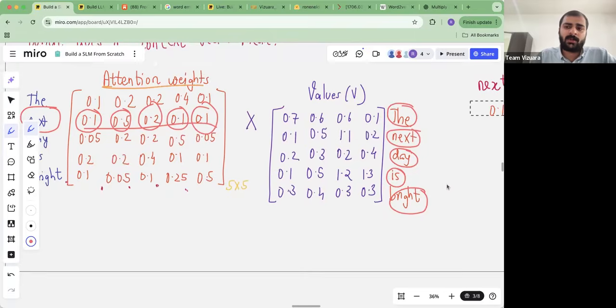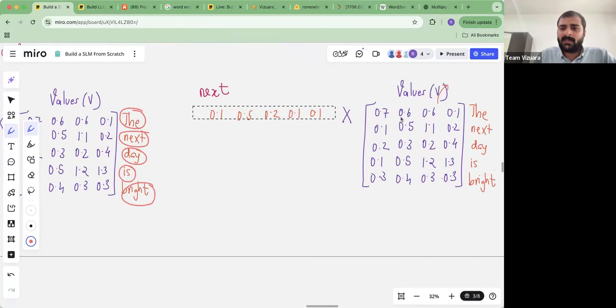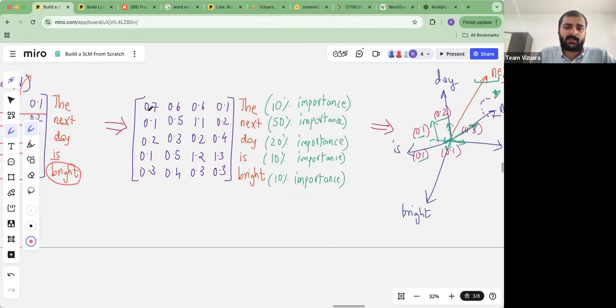This is exactly how the context vector is calculated. You multiply the first vector with 0.1, the next vector with 0.5, the day vector with 0.2, the is vector with 0.1, and the bright vector with 0.1. Essentially, it's a weighted summation of the values vectors, and that gives you the context vector for next. So now for next, you know that 10% importance is given to the, etc.